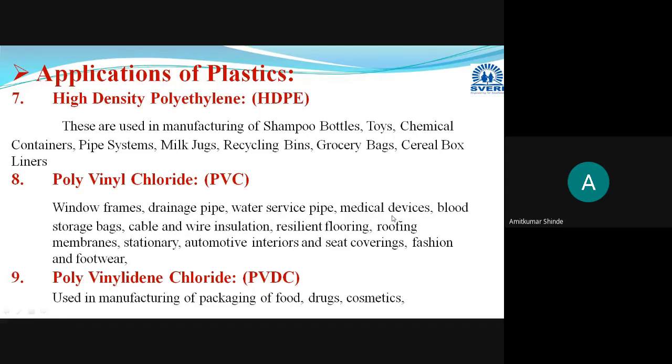Then some medical devices, like the syringe. Nowadays the syringe is used whenever you are feeling very weak and a glucose bottle is given with the help of a syringe. That syringe is made from PVC material, polyvinyl chloride. Then blood is stored in PVC bags only. Those are the blood storage bags.